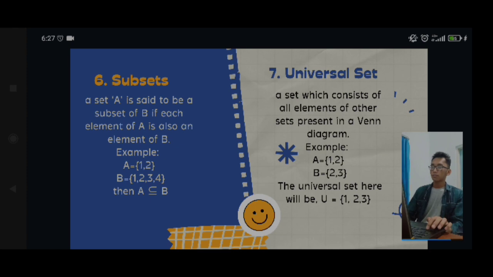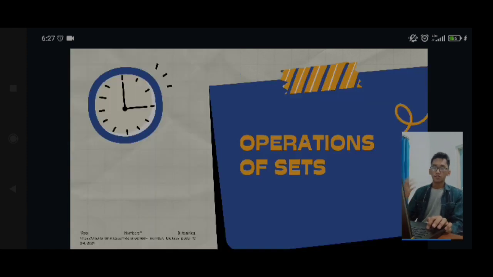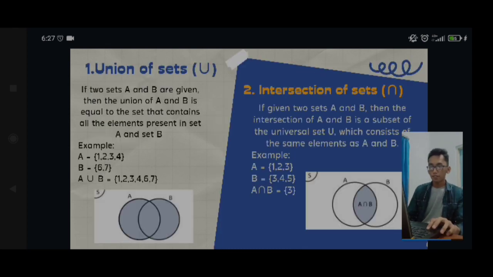After we talk about types, let's talk about operations of sets, because in some ways we need operations of sets. First, we have the union of sets, that's symbolized by U. If two sets A and B are given, then the union of A and B is the set that contains all the elements present in sets A and B. For example, if A is equal to 1, 2, 3, 4, and B is equal to 5, 6, 7, then A union B is 1, 2, 3, 4, 5, 6, 7.